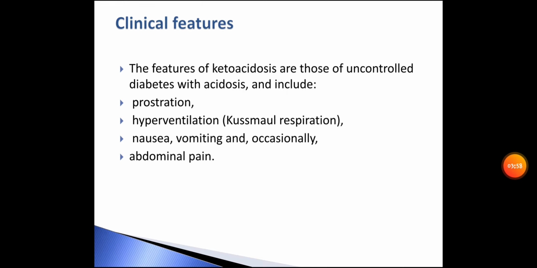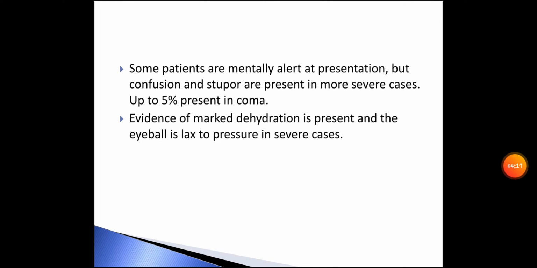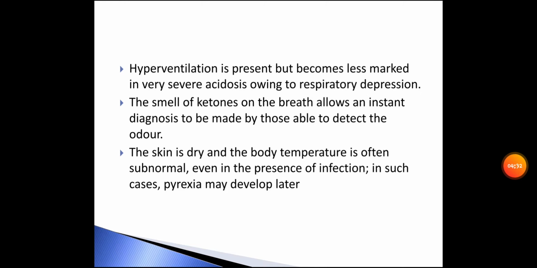So, clinical features of diabetic ketoacidosis. The features of ketoacidosis are those of uncontrolled diabetes with acidosis, and they include prostration, hyperventilation, which we commonly call Kussmaul respiration, and is kind of pathognomonic for DKA, nausea, vomiting, and occasionally abdominal pain. Some patients are mentally alert at presentation, but confusion and stupor are present in most severe cases, up to 5% present in coma. Evidence of marked dehydration is present and the eyeball is lax to pressure in severe cases.